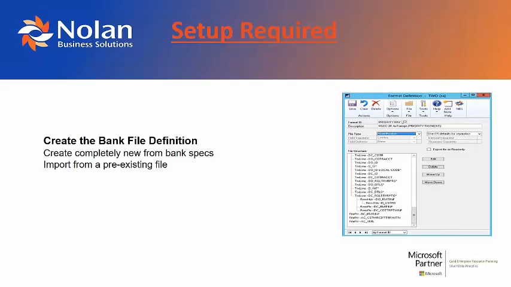Firstly, and maybe most importantly, we've got to create the bank file definition. Now, I won't lie to you here, this can be quite a technical operation, and we usually find that this is a task best performed by a resource at Nolan, usually a consultant or a developer. Again, depending on the requirements, we can create these files in different ways. We can create them completely new from scratch, just working off the bank specifications, or if we've produced a similar file previously, then we could import a pre-existing file, at least as a starting point, and then we just make any amendments that are required afterwards. So those are the two methods that we would use to build these files.